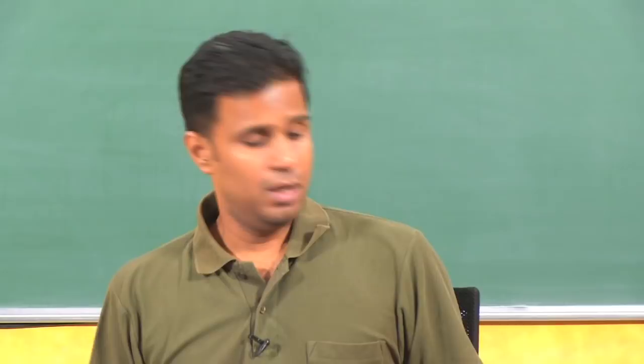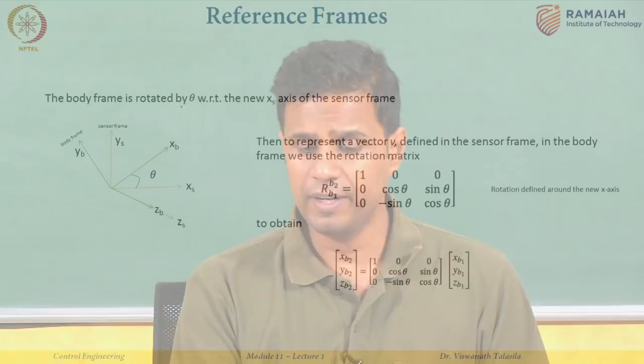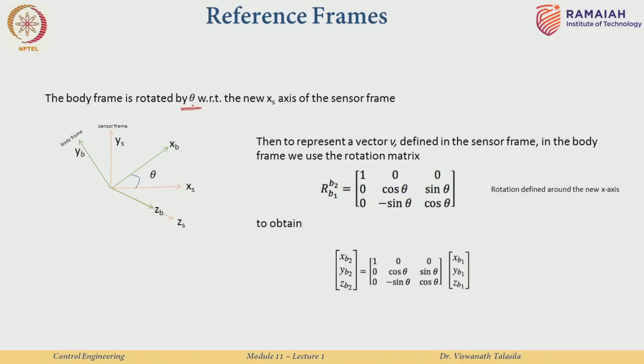Step 2, let us say that your body frame was now rotated by some theta about the x axis. In the previous case it was gamma about the z axis, now theta about the x axis.